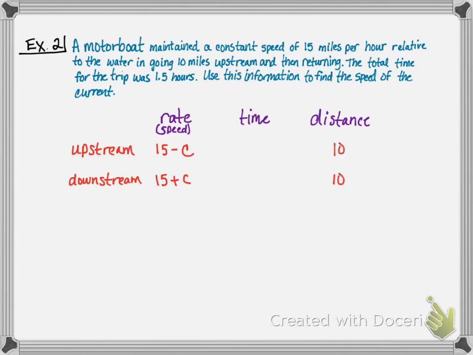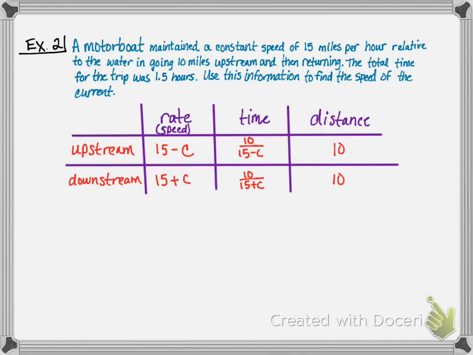Okay, we know that the distance both ways, because upstream and downstream we're traveling the same distance, is 10 miles. And then rate times time equals distance. So time equals distance over rate. So for upstream, distance over rate is 10 over (15 minus C). And for downstream, it's 10 over (15 plus C). Okay, so that's our information. Now let's set up our equation.